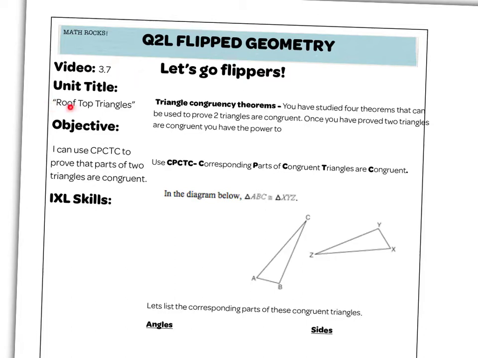Unit title is Rooftop Triangles. The objective is I can use CPCTC to prove that parts of two triangles are congruent.